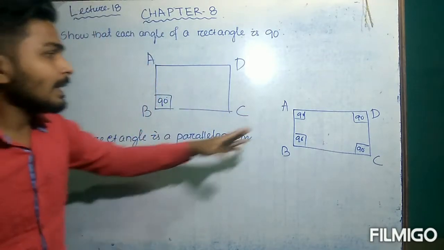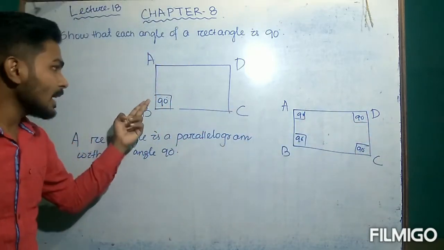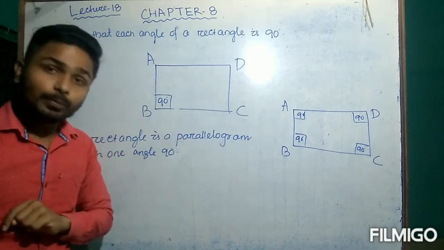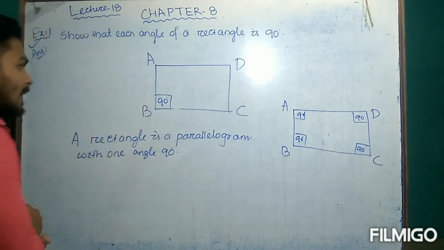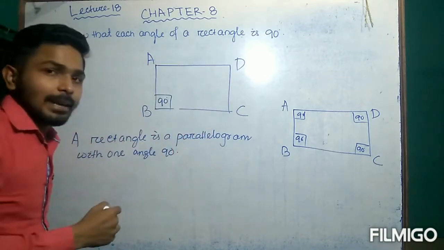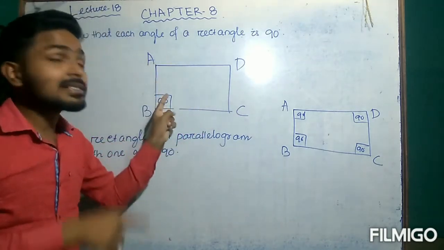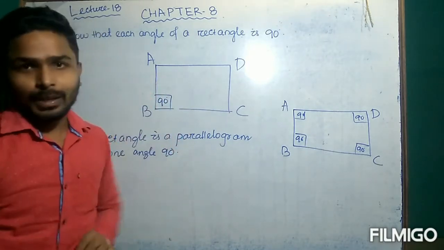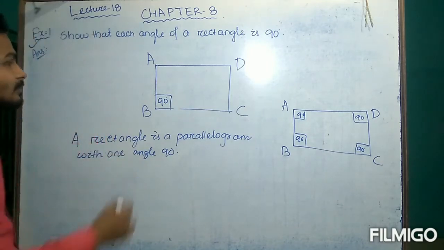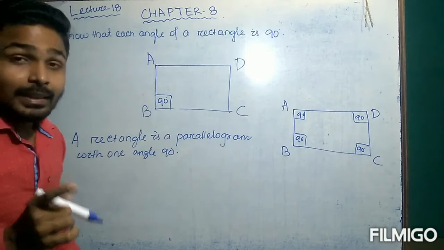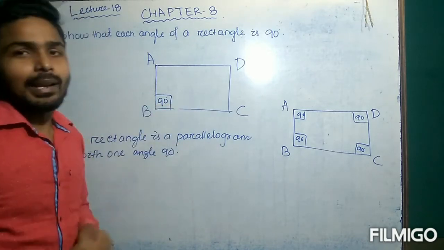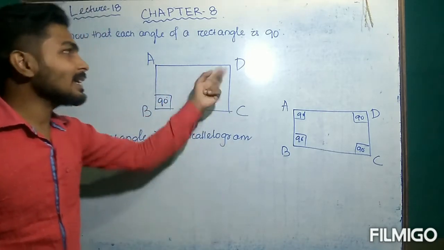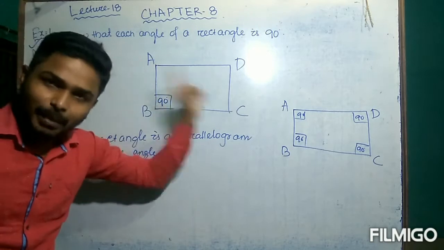Now we have to show what? Each angle is 90 degree. That means except B, angle A, angle D, and angle C are each 90 degree. We have to prove it. How? Let's see. Since ABCD is a rectangle, and a rectangle is nothing but a parallelogram, we can say that ABCD is also a parallelogram. Now, in a parallelogram we know the opposite angles are equal. Yes or no? Yes. If angle B is 90 degree, then what is the opposite angle of B? That is angle D. So what should be the value of D? It must be 90 degree.